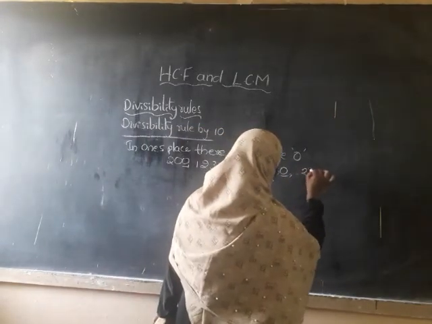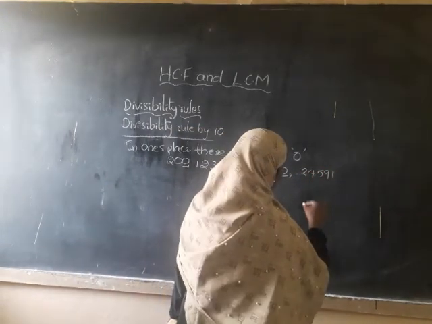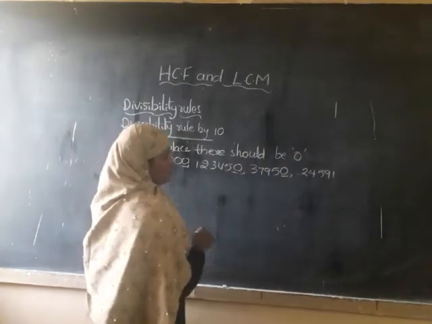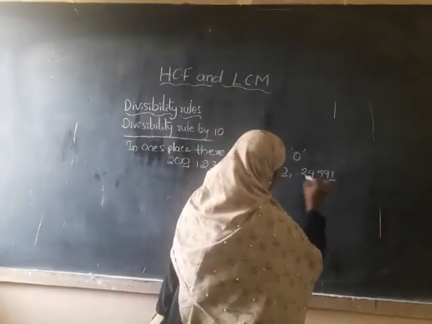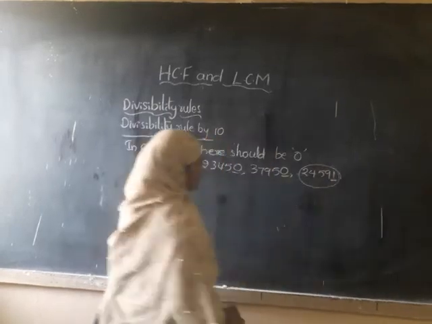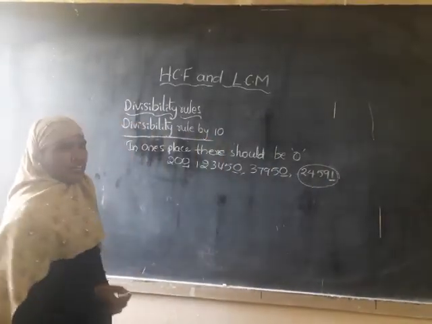Take one more number: 2, 4, 5, 9, 1. So in this number, the ones place does not consist of 0. So it is not divisible by 10.